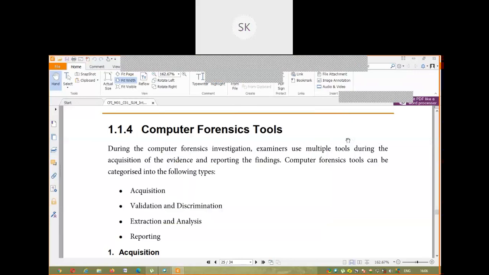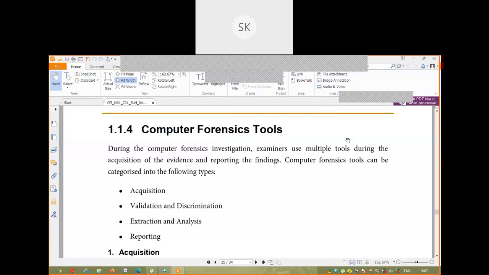So we'll start today about computer forensics tools. What are the tools available for computer forensics? Okay. So for investigation, we need some tools. Okay. So computer forensics tools are classified into four categories.